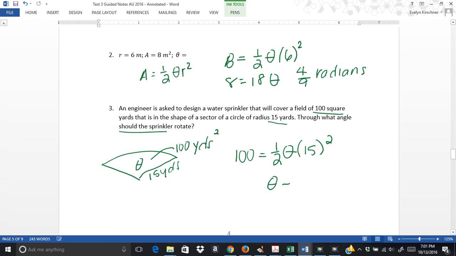my solve for theta. You can do it on the calculator. You get 0.89 radians. And if you wanted to, you could convert that into degrees by multiplying 0.89 radians times 180 over pi. And then you would get the number of degrees, so it might make a little bit more sense to you.